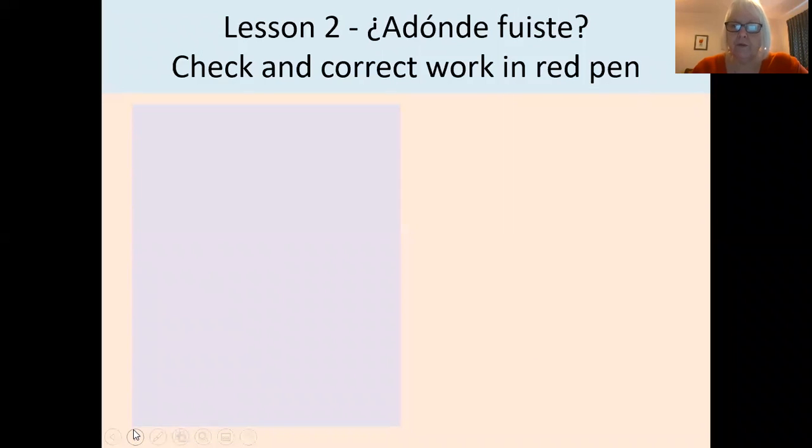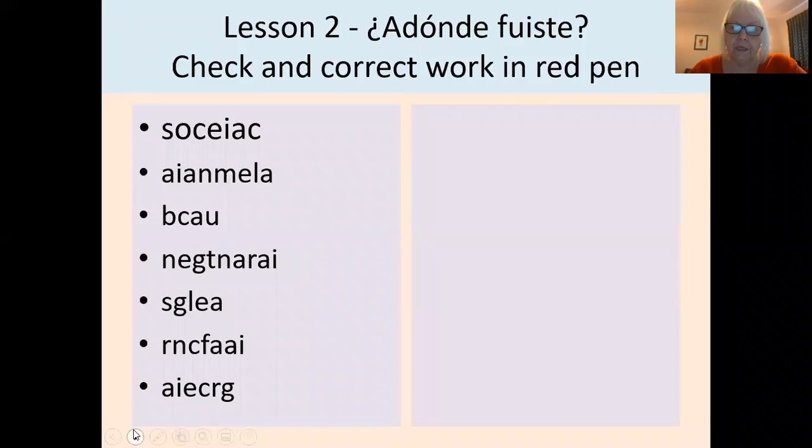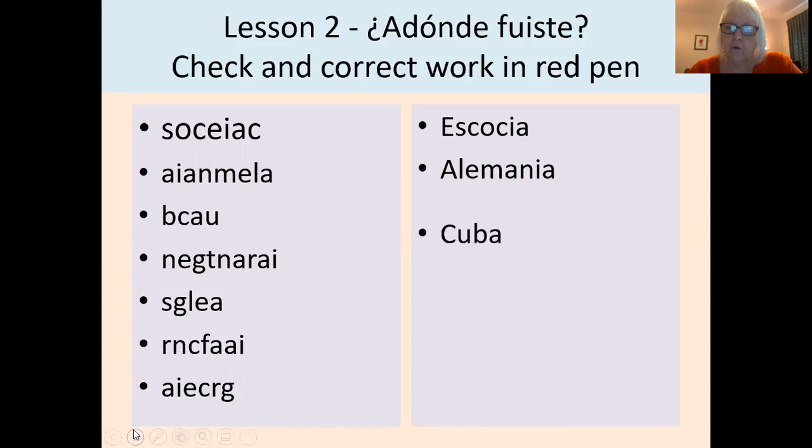Okay, so assuming you've now restarted the video because you've completed that first task, I want you now to check and correct the work in red pen, please. So the first ones, here they are appearing again, with all 7 countries. The first one was Escocia, which, if you remember, is Scotland. Second one, lots of vowels in there, A's and E's, and it is in fact Alemania, which is Germany. The third one, short word but sometimes a bit difficult to decipher, is Cuba.